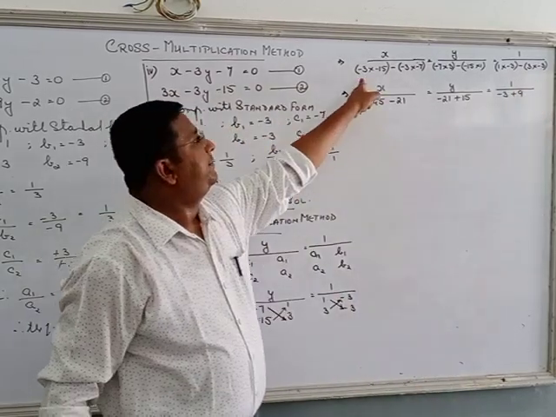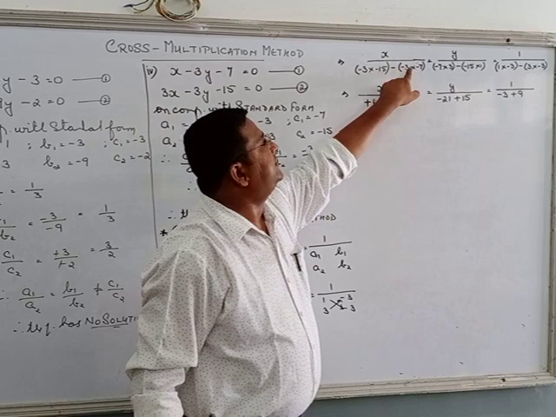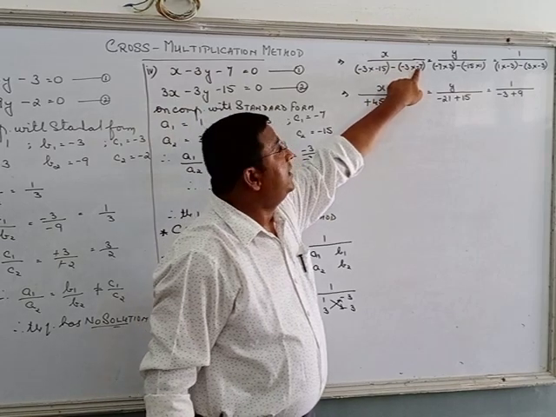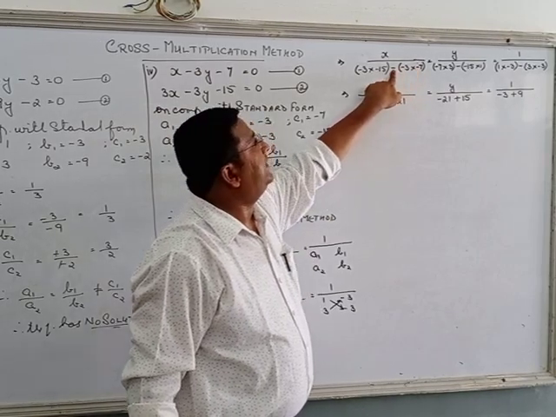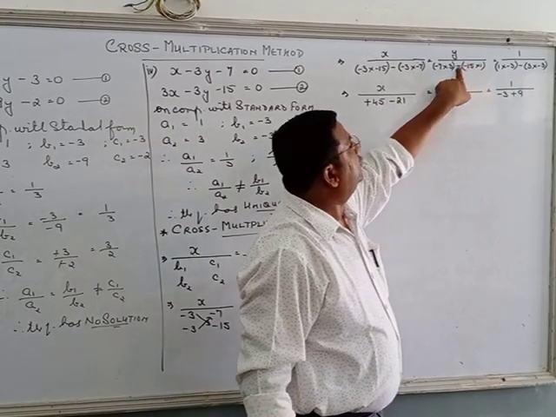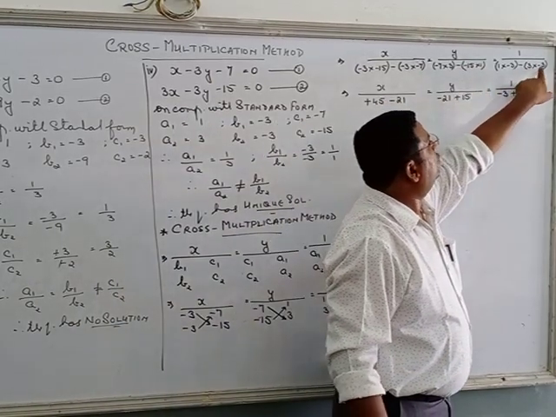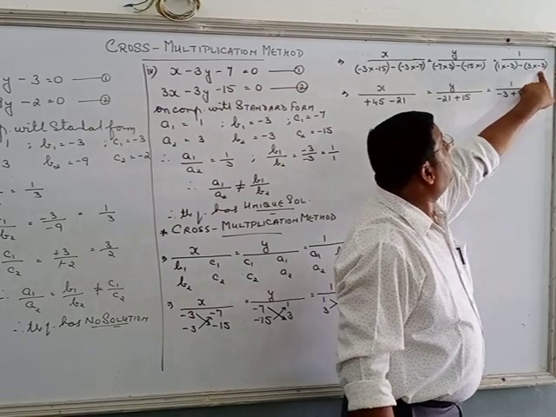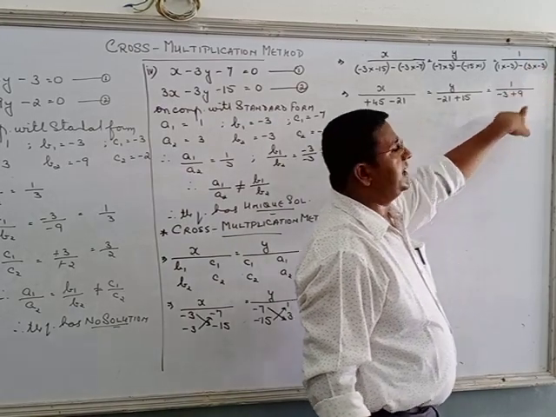We have opened the brackets and multiplied. Minus 3 into minus 7 plus 21, plus 45 into minus 21. Minus 15 into 1, minus 15, minus minus plus 15. 3 into minus 3, minus 9, minus multiplied to minus plus 9.